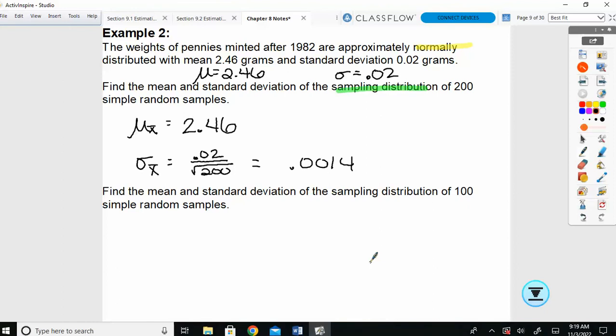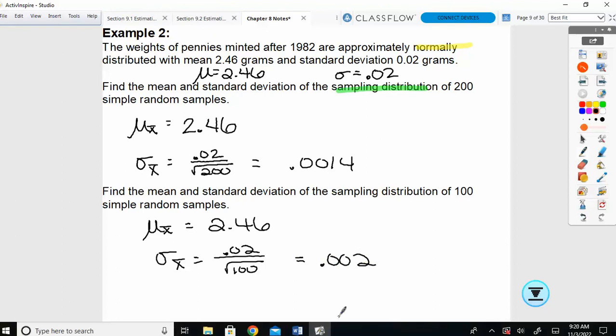So for the second question, what's going to change? Yeah, all I'm changing is the number of pennies, so it's only going to affect my standard deviation. My mean is still 2.46. The standard deviation is now 0.02, the original standard deviation, divided by the square root of 100. So we get 0.002.